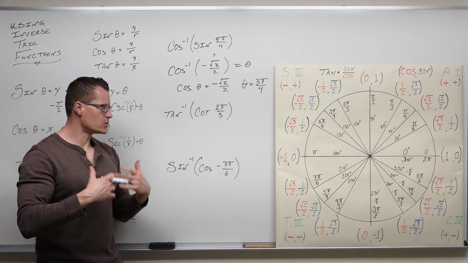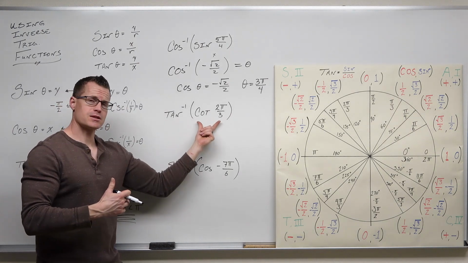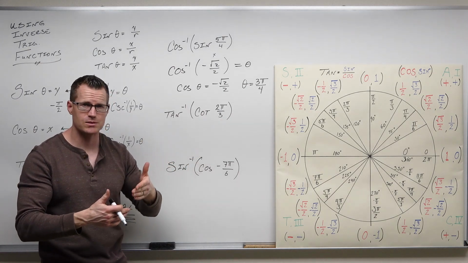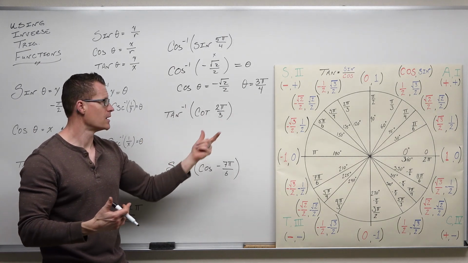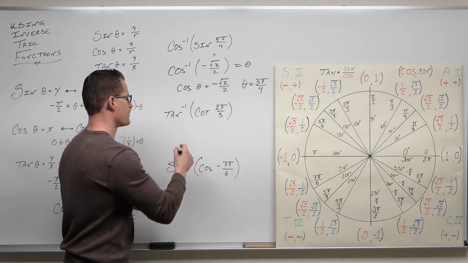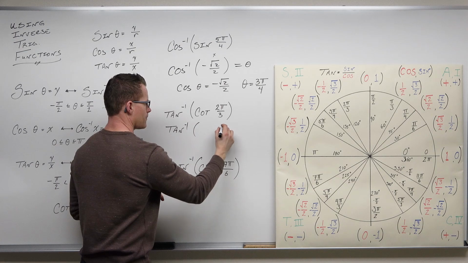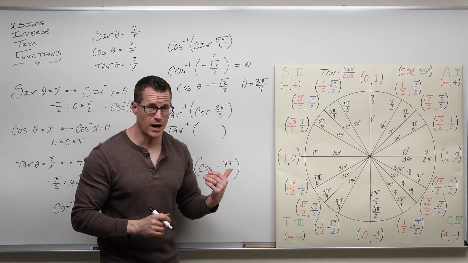Tangent inverse of cotangent of 2 pi over 3. Find this part first. Now, cotangent of 2 pi over 3, it's not a vertical asymptote right there. This should be pretty easy to find. So use your circle and find that. Cotangent of 2 pi over 3.